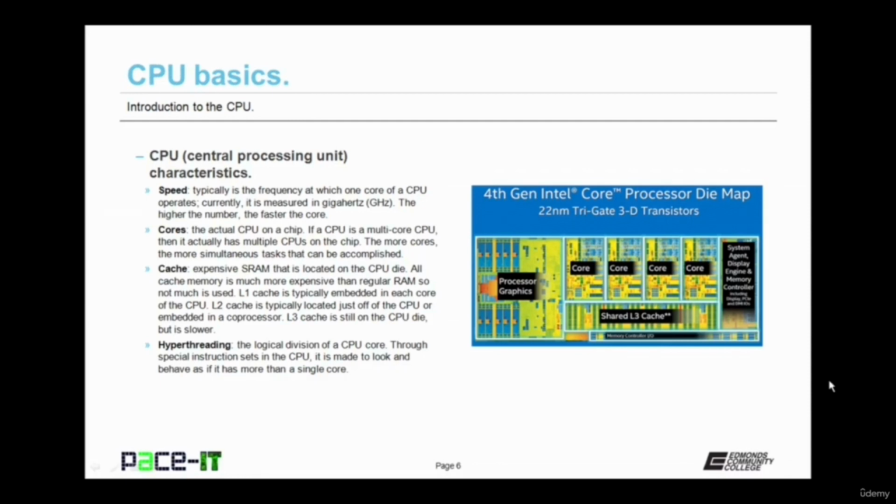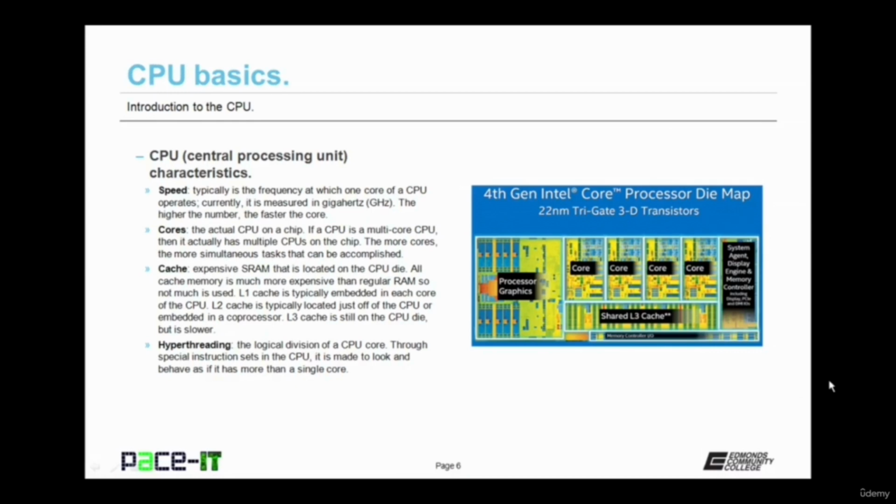If a CPU is a multi-core CPU, then it actually has multiple CPUs on the same chip. The more cores, the more simultaneous tasks that can be accomplished. Then there's cache. Cache is expensive static random access memory that is located on the CPU die. All cache memory is much more expensive than regular dynamic random access memory, so not much of it is used. Cache is broken into 3 levels.